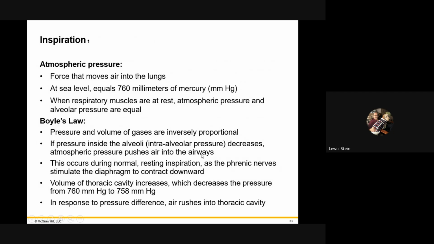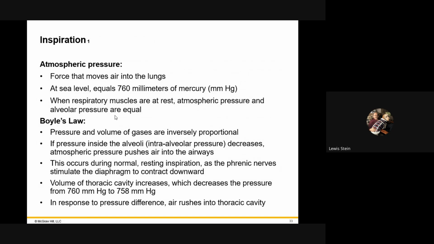As the pressure inside the alveoli decreases, air comes in. This occurs normally at rest. Okay. And so what happens, and they're talking about what's going on, the volume of the thoracic cavity increases, decreasing the pressure more. It's misspoken here. Okay. What they're saying is atmospheric pressure and alveolar pressure equal. Not quite.